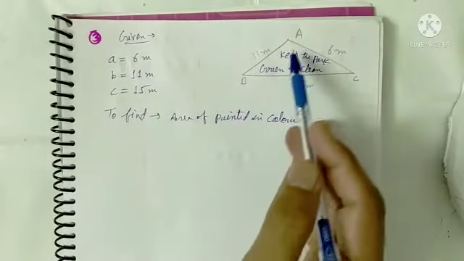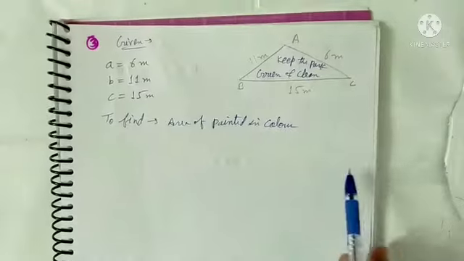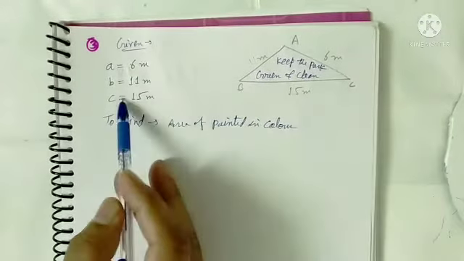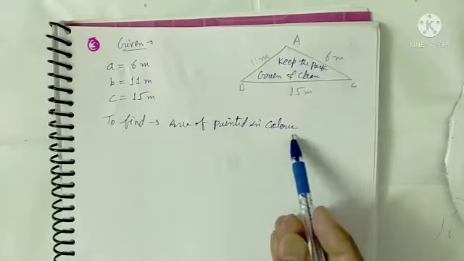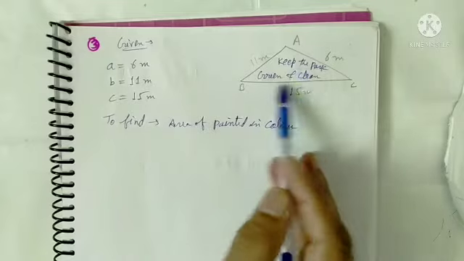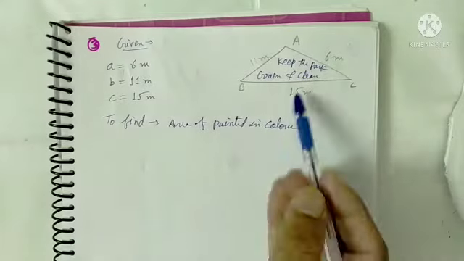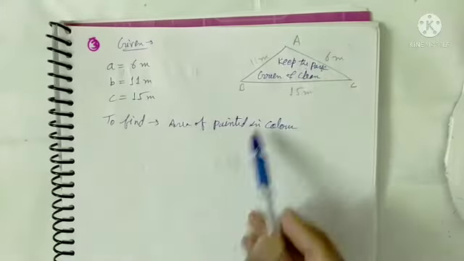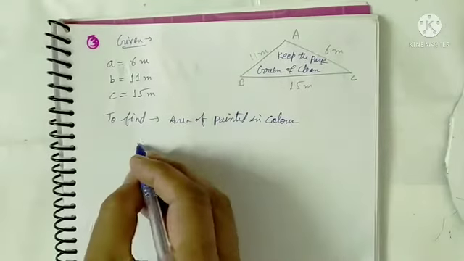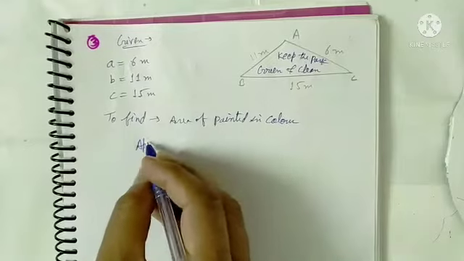There is a triangular park with sides 11 meter, 6 meter, 15 meter, A, B, C given. Find the area of the painted board. This board is painted near this park to keep the park green. So the cost of painting depends on the area of this triangle.